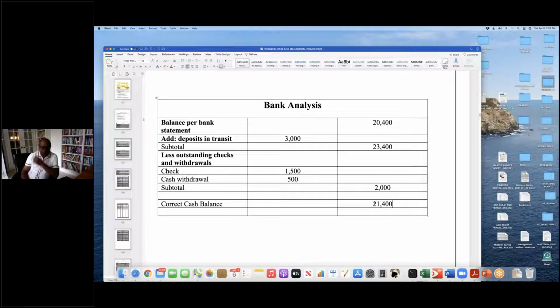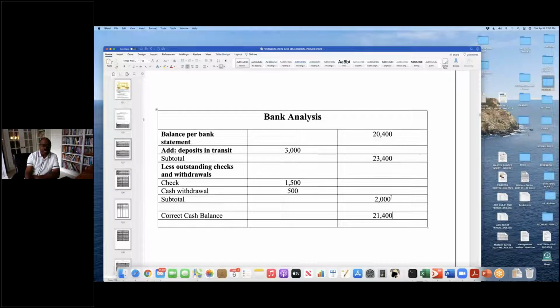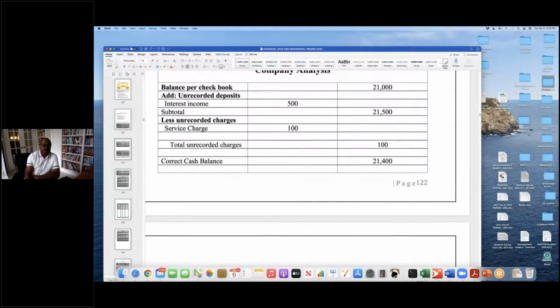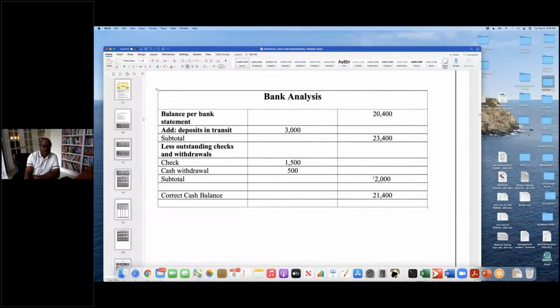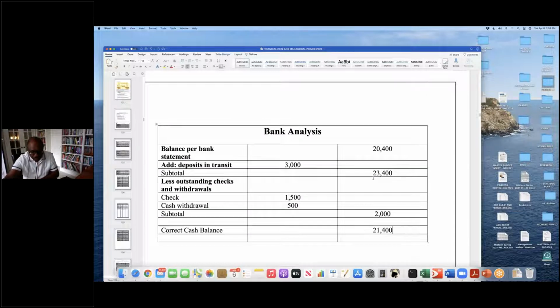So if you're running a company and you have lots of cash transactions, each month you're going to do a company analysis, you're going to do a bank analysis, and they have to be equal. Any questions? So far, so good. Okay.